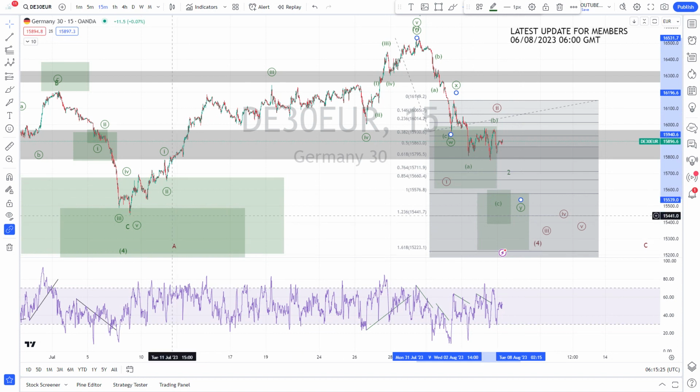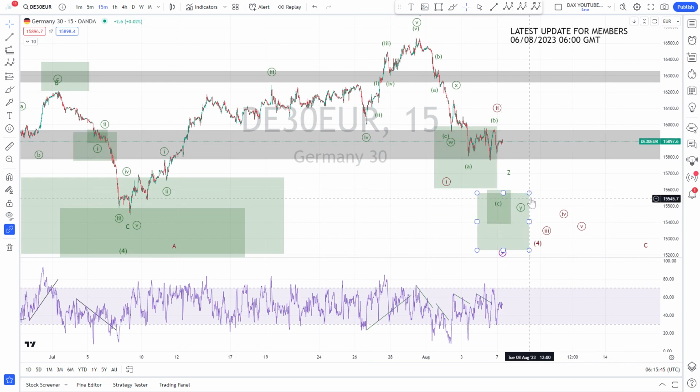Of course, we cannot go below this low here, otherwise this scenario is invalidated. Our wave 2 cannot go beyond the start of our wave 1. So the invalidation level is actually here for everything I'm saying now.